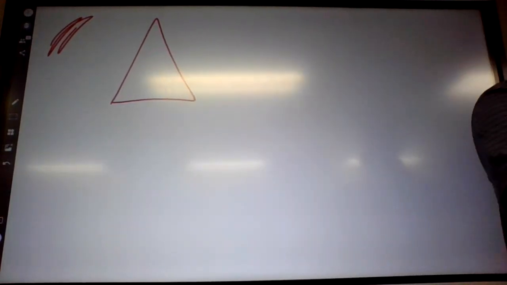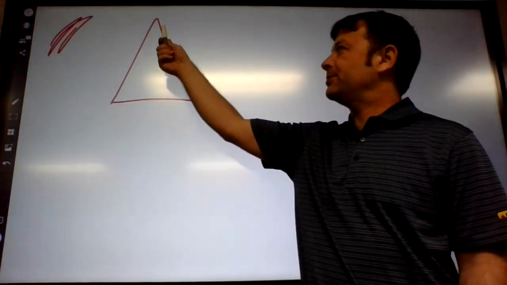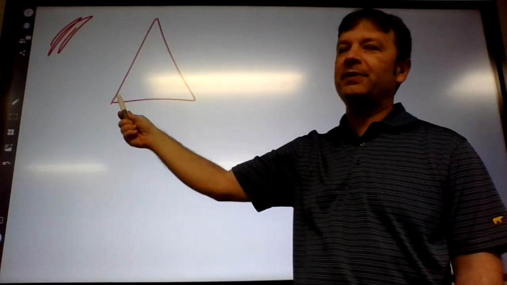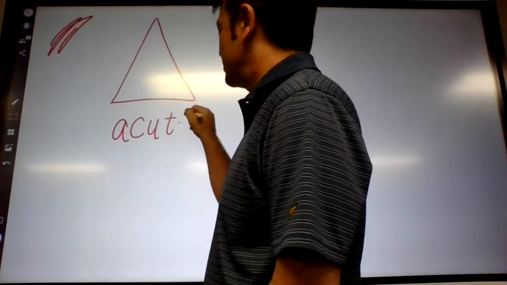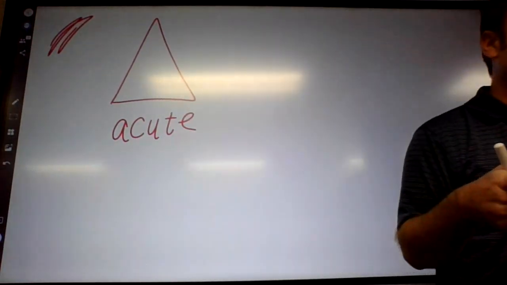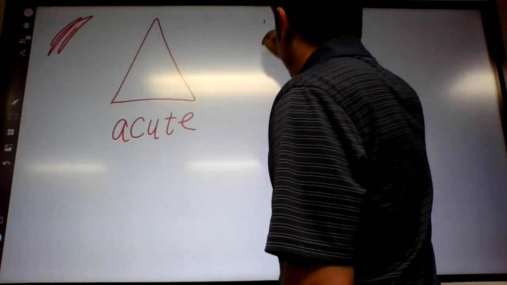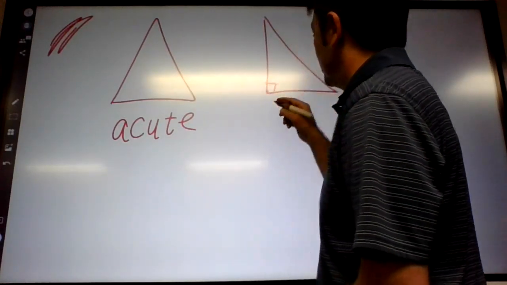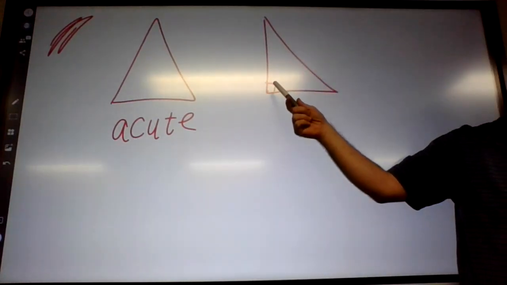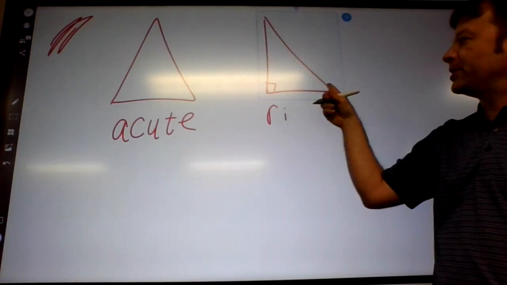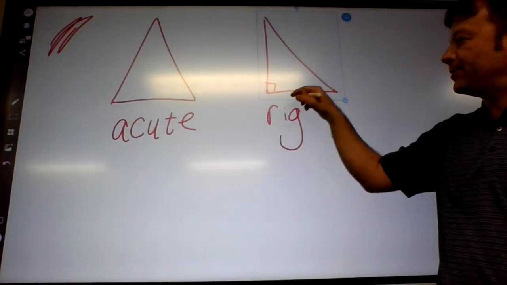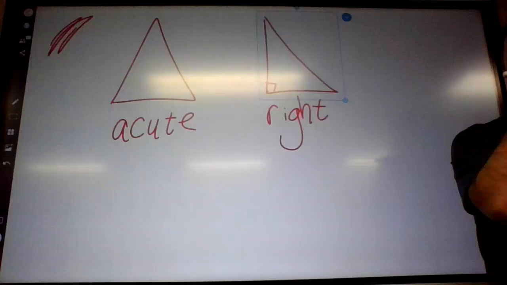Triangles. One is based on the angles. What kind of angles does this triangle have? Acute. If all three angles are acute, then the triangle is acute. Okay? And if this triangle has one, what kind of angle is that? Then this would be a... Notice these two angles are acute, but if there's one right angle, the triangle is a right triangle.